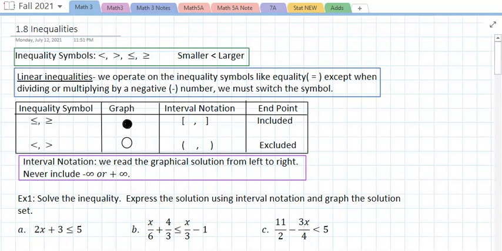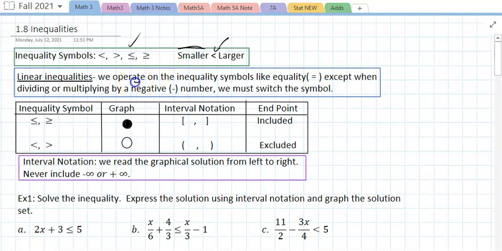1.8 reviews inequalities. Inequality symbols, there are 4 of them: less than, greater than, less than or equal, greater than or equal. And the way to remember, you're always pointing toward the smaller value. Linear inequalities. Linear is when the power of the variables equals exactly 1 and no variable appears in the denominator.